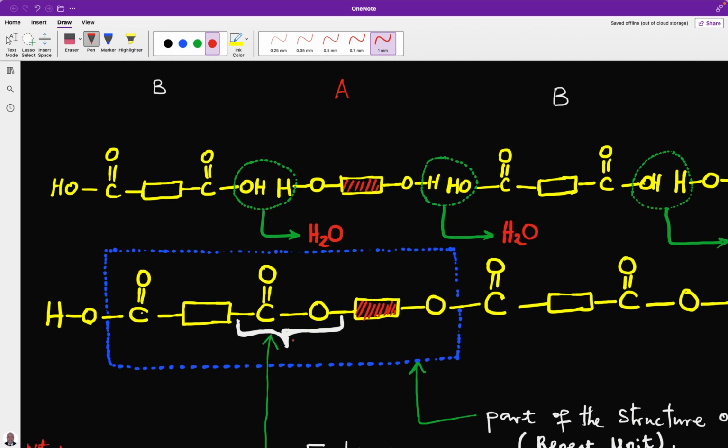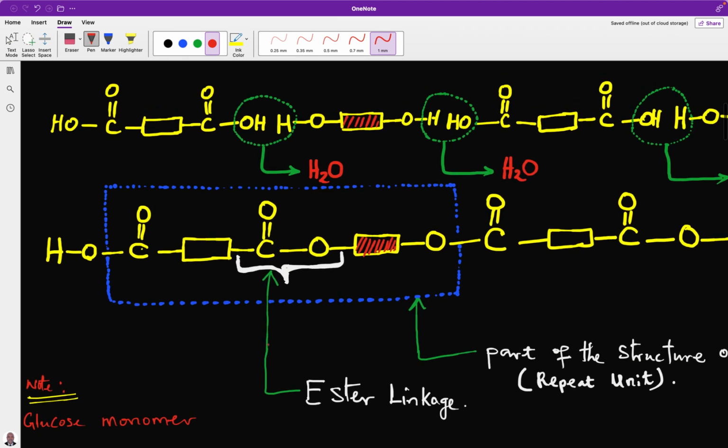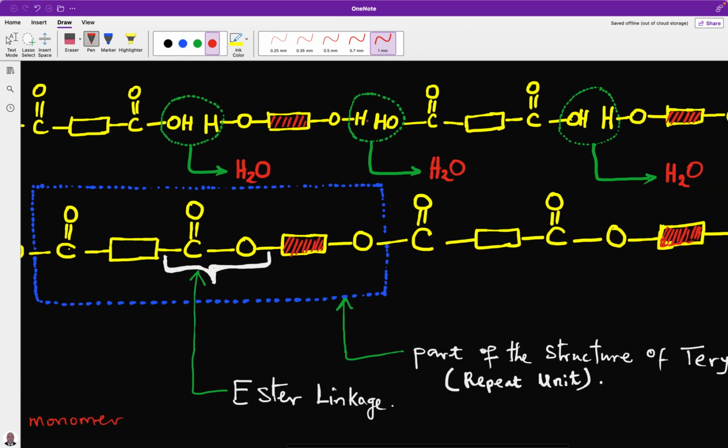When an acid reacts with an alcohol, an ester is being formed. So this is an ester that is being formed. But there are many of these esters that are formed. That is what we call the polyesters. So the link between the acid group and the alcohol group is what we call the ester linkage.